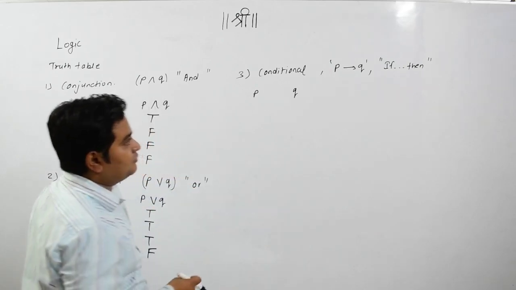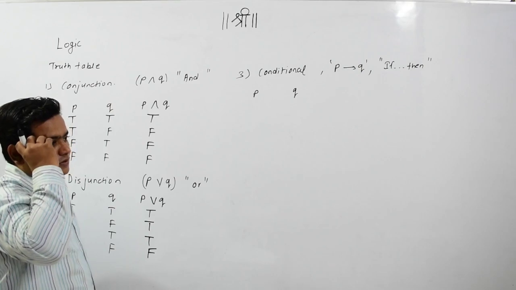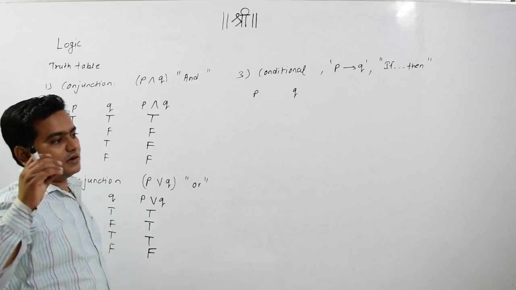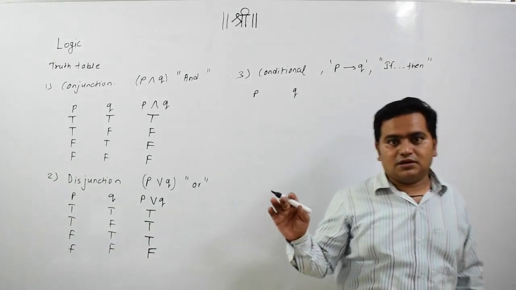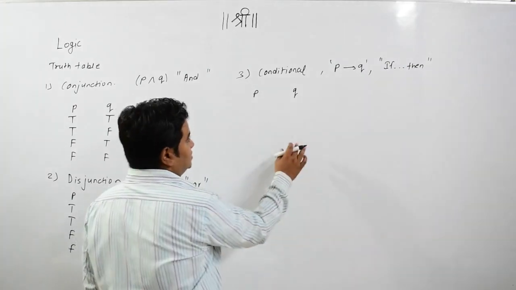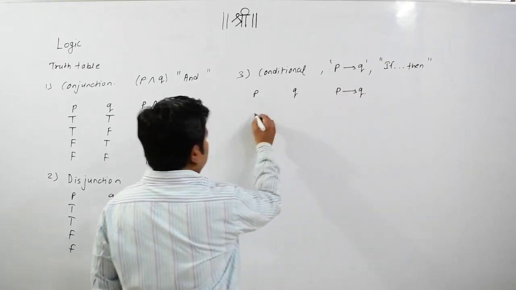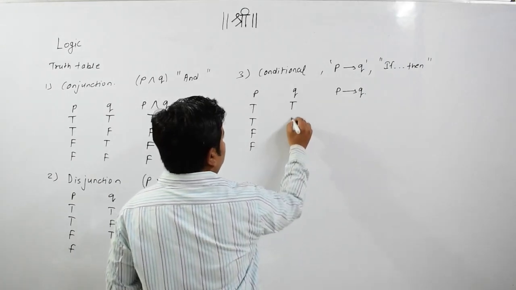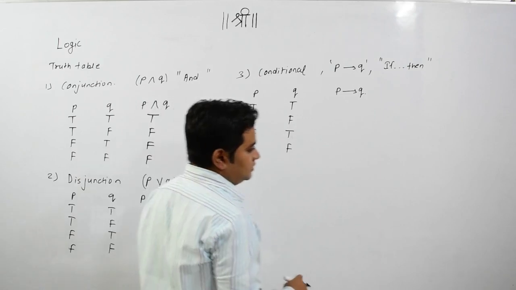There are many different variations, and this is totally about your mindset. If you are disturbed while solving the question, there is a 99% chance that you will get a wrong answer. So you need to be very stable while solving even the simple questions of this chapter. So P implies Q. Again T, T, F, F, T, F, T, F, what does it imply?